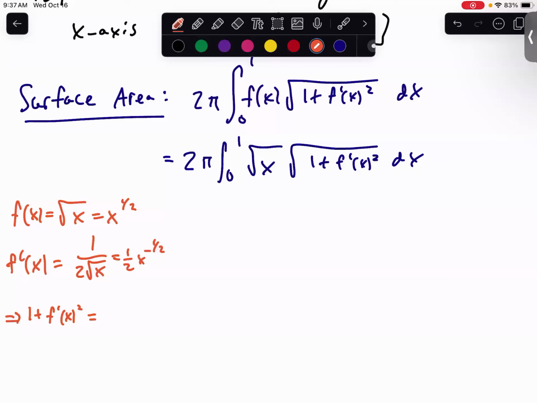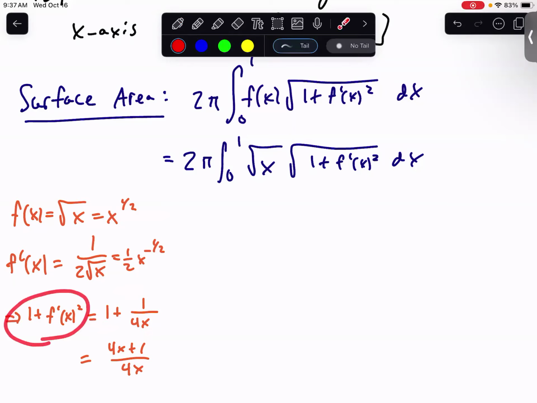This would be equal to 1 plus 1 over 4x. And then if you wanted to, you can combine this into a single fraction via common denominators. So you can multiply 1 by 4x over 4x, and so this is equal to 4x plus 1 over 4x. And so let's see what happens.